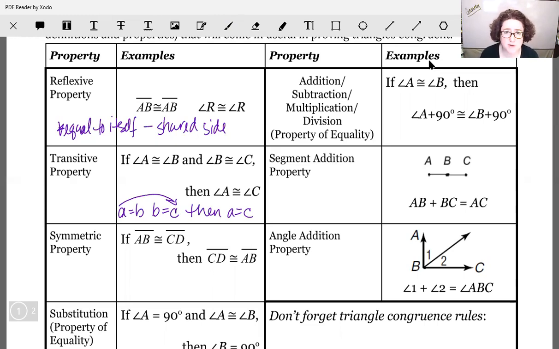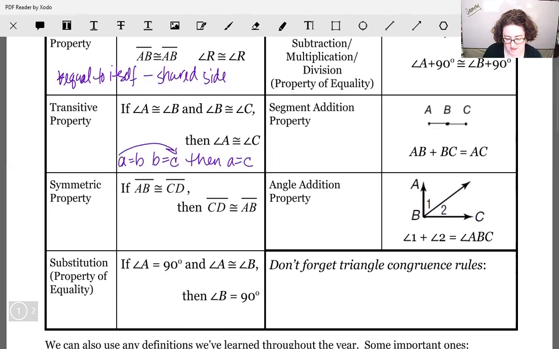Our symmetric property is when we have to flip the order around a little bit. So if we know that segment AB is congruent to segment CD, then we could flip that around and say segment CD must be congruent to segment AB. We're not going to use this as often, but it may pop up when we need to rearrange our letters, like we were doing when we were matching up congruent pieces in diagrams.